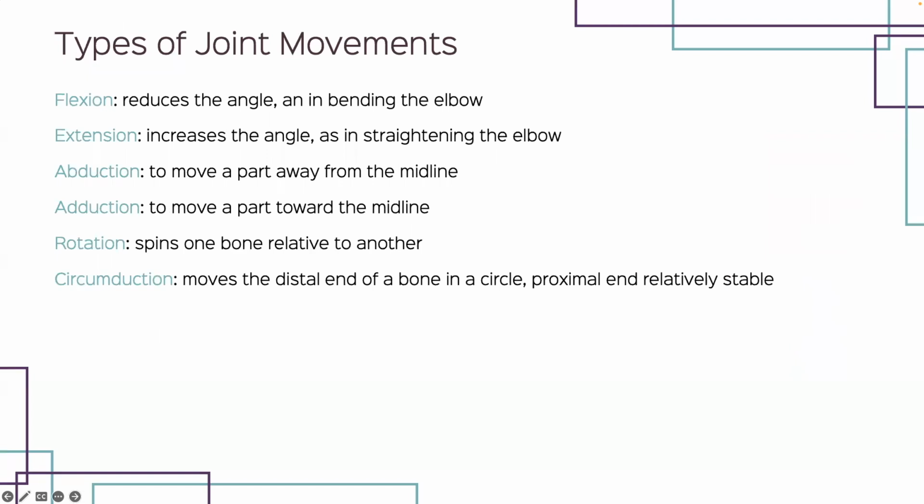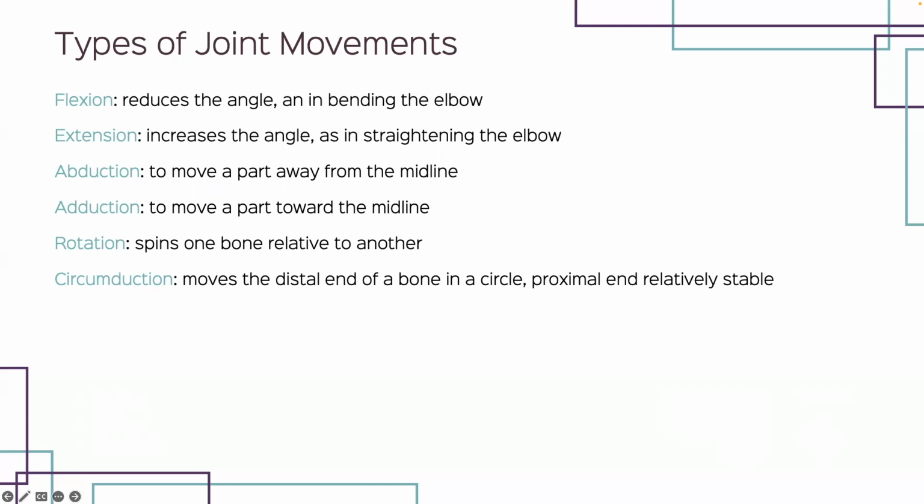So here we have different types of joint movement. Your flexion just means that the angle itself reduces. So if you bend your elbow, that is going to be a flexion. An extension is where it increases the angle. So if your arm is moved in, your extension is going to be taking it out. So you're increasing that angle.